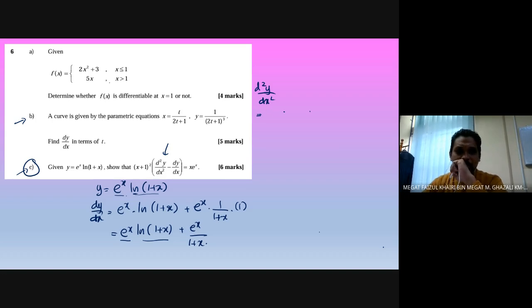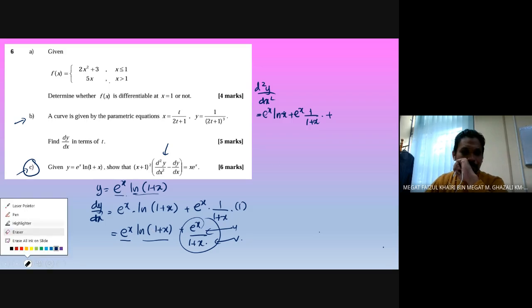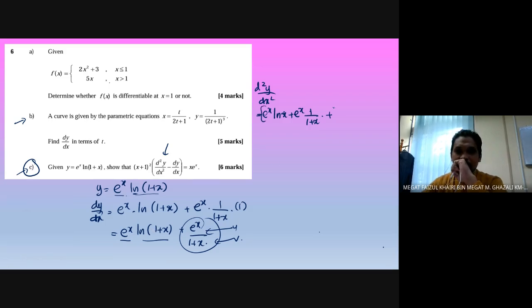Differentiate e^x ln(1+x) plus e^x times 1 over 1 plus x times 1. Okay, this is u prime v plus u v prime. Now we got this. Now plus, and differentiate this one here now.